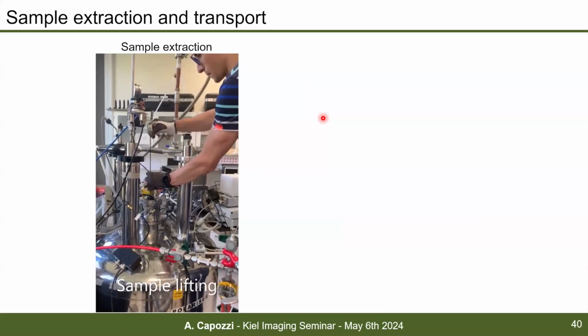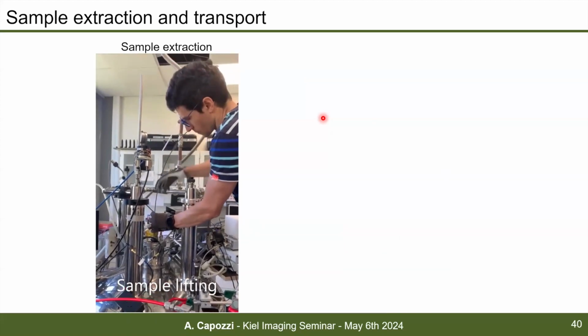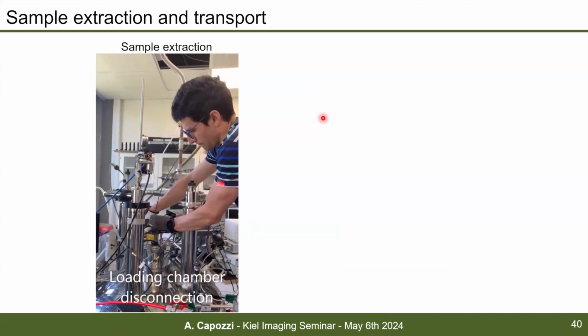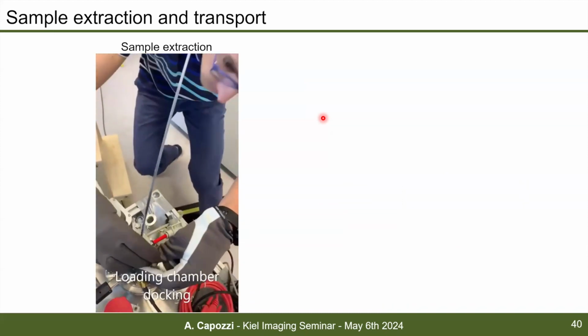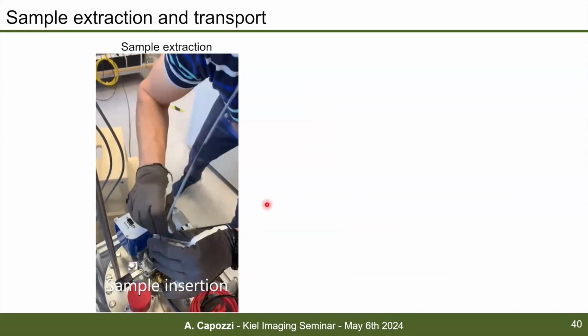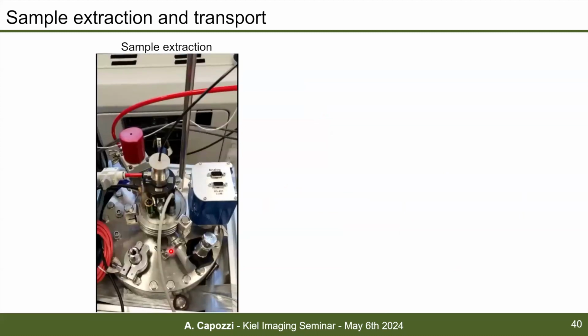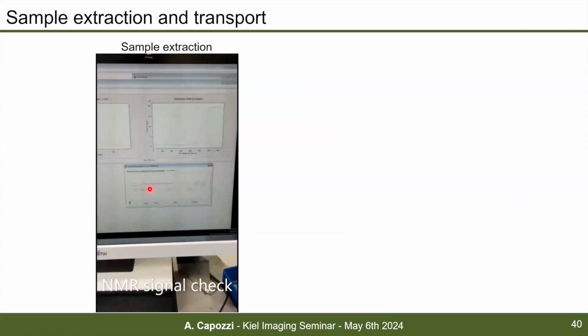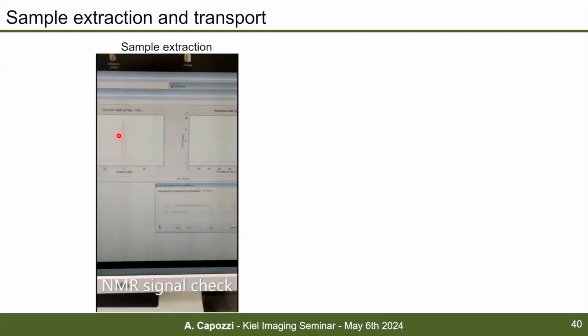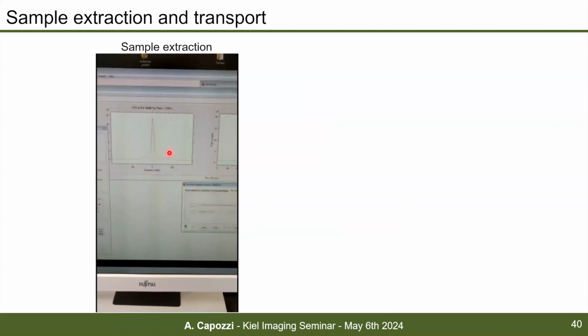So here is the same sample that I quenched. Now I'm extracting it from the polarizer. I close the gate valve, disconnect the loading chamber. You see this little ring here. This is the magnets around, and I'm putting it inside this transportation device, and I check that this nice hyperpolarized signal is there. So everything went very well in the extraction.